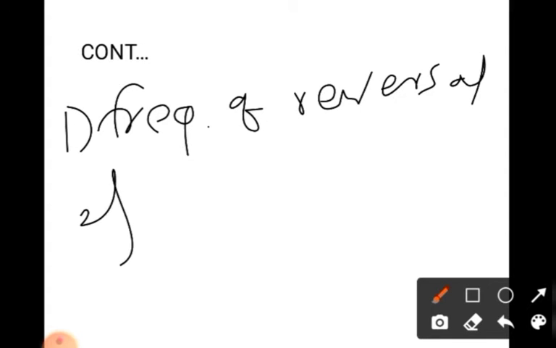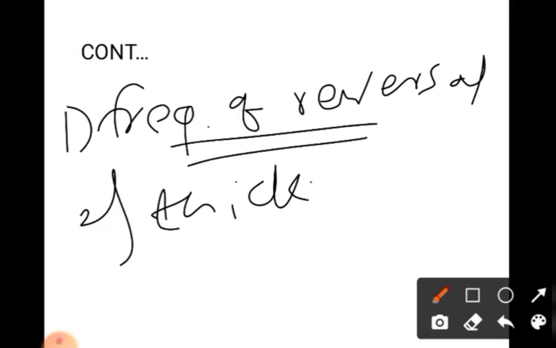First, it depends upon the frequency of reversal. Second, it depends upon the thickness of the armature. Therefore, to minimize the eddy current loss, the armature conductor is made up of laminations.